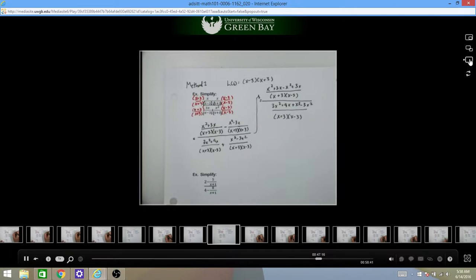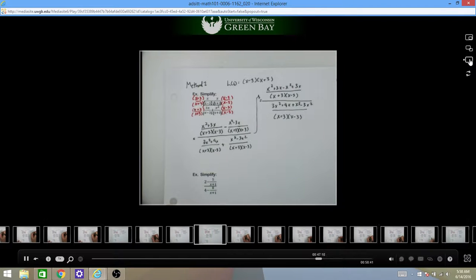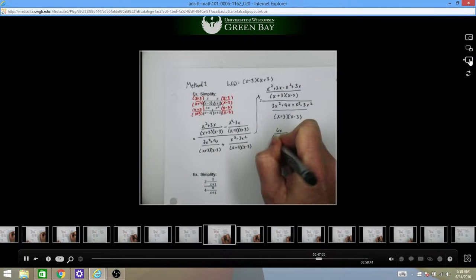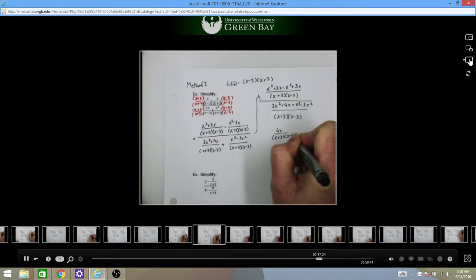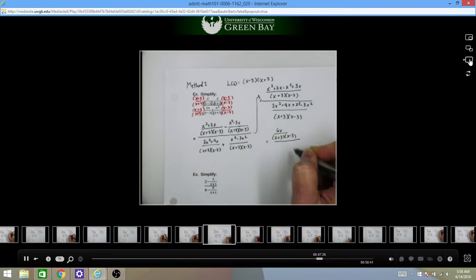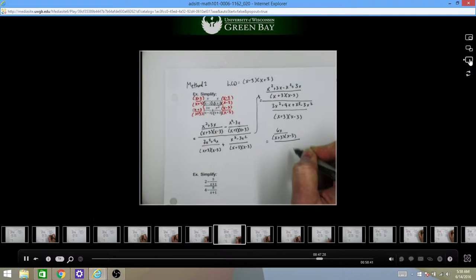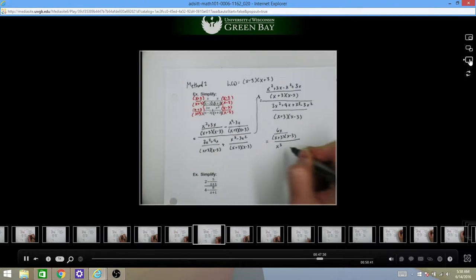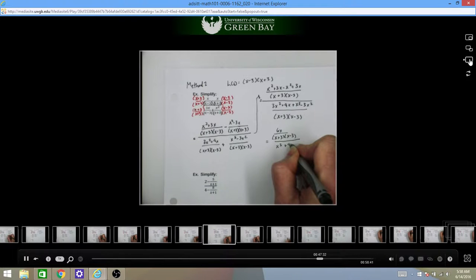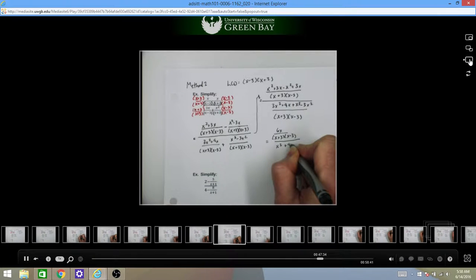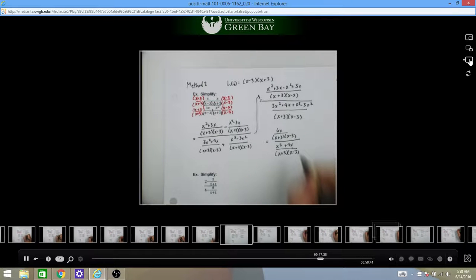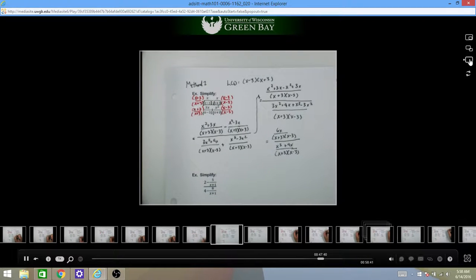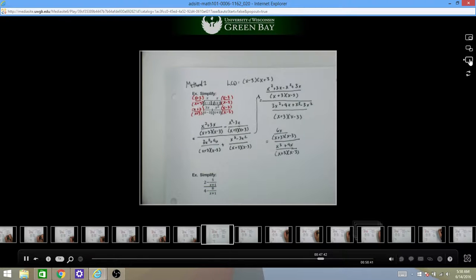So we have 6x over x plus 3 times x minus 3, and x cubed plus 9x over x plus 3 times x minus 3. So you get one fraction on the top and one on the bottom, and then you can invert and multiply. So that's our next step, invert and multiply.